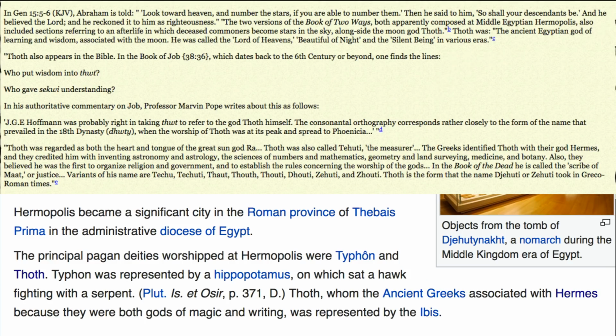And let's continue here. So it says here in Genesis 15:5-6, the King James Version, Abraham is told, look toward heaven and number the stars, if you are able to number them. Then he said to him, so shall your descendants be. And he believed the Lord, and he reckoned it to him as righteousness. The two versions of the Book of the Two Ways, both apparently composed at Middle Egyptian Hermopolis.